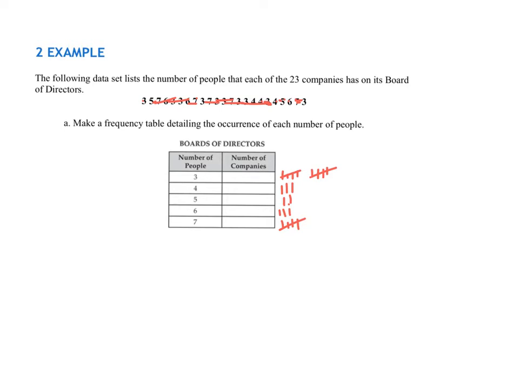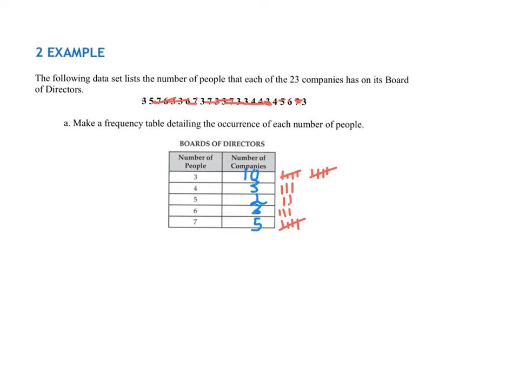A frequency table just gives those numerical values. So I can write down that there are 10 3s, 3 4s, 2 5s, 3 6s, and 5 7s. We can then use this to do percentages. I think in your assignment you'll have to do something similar to this, where we'll want to show what percentage of the 23 companies had, for instance, 3 people on their board.